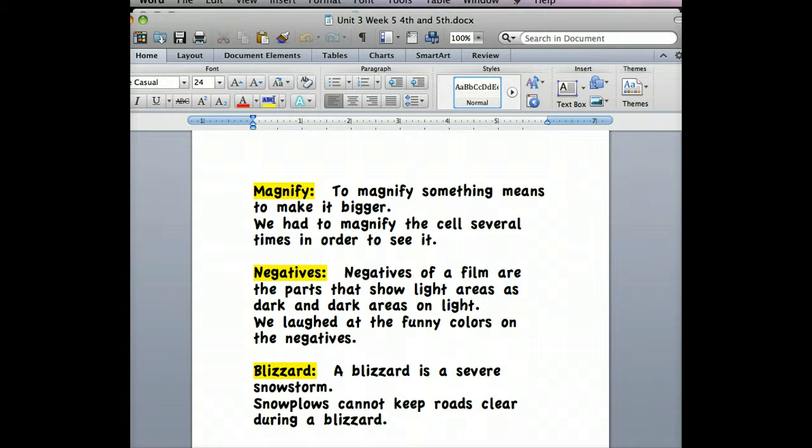Now, multiple meaning words have more than one meaning. So using a dictionary, you can find, for example, multiple meanings for the word negatives. Negatives, of course, is film. Negatives of a film are the parts that show light areas as dark and dark areas as light, but negatives are also not positive comments. So if you look negatives up in the dictionary, you would find that there are multiple meanings. With that being said, let's go ahead and talk a little bit about this story. Actually, following along with me, I'll read through it. It's Let It Snow, and it's by Cynthia Robbie.